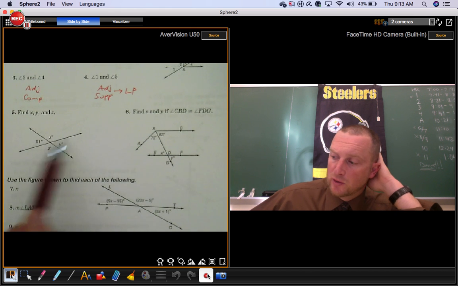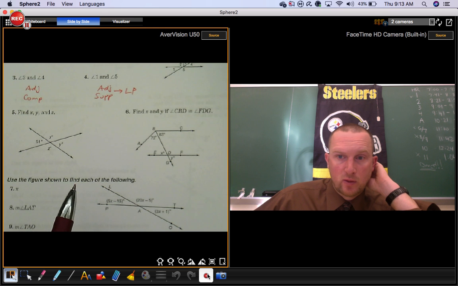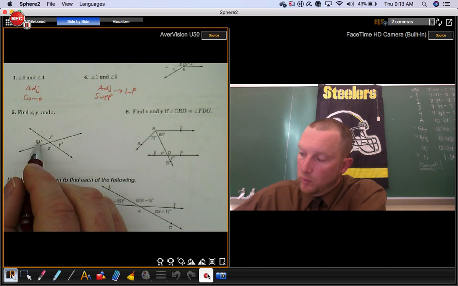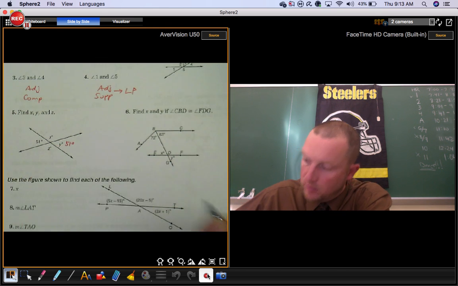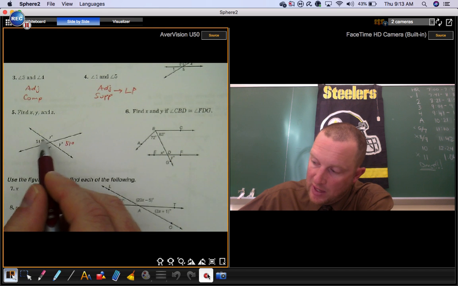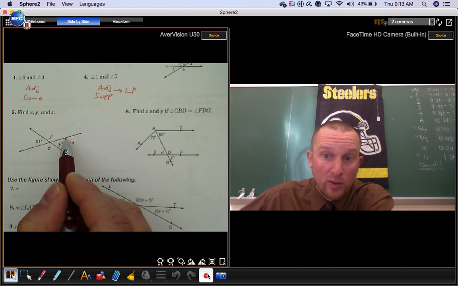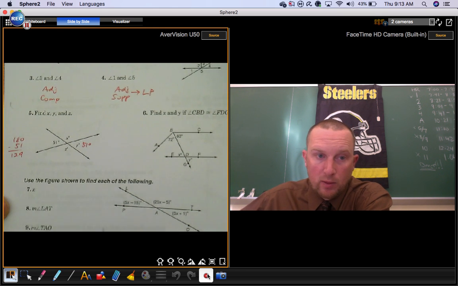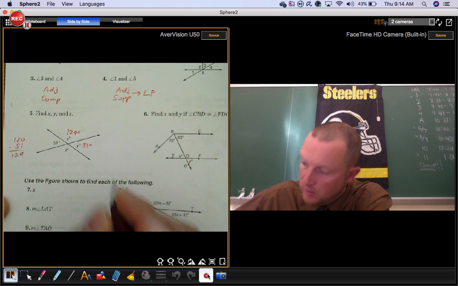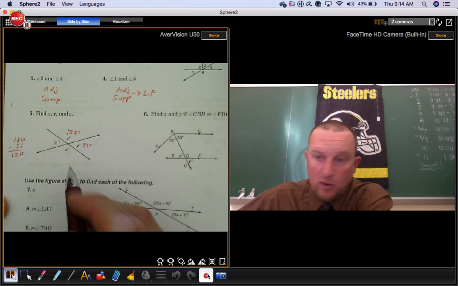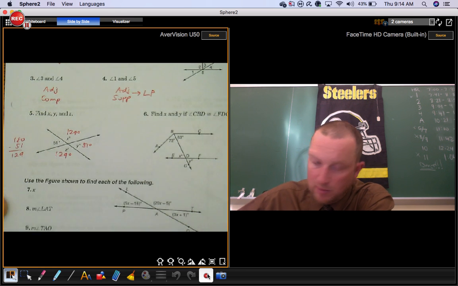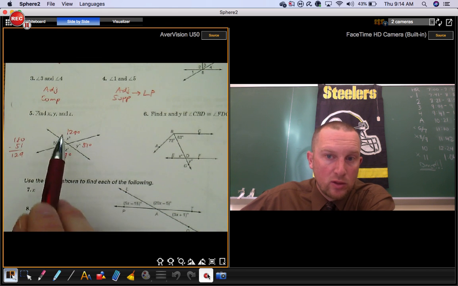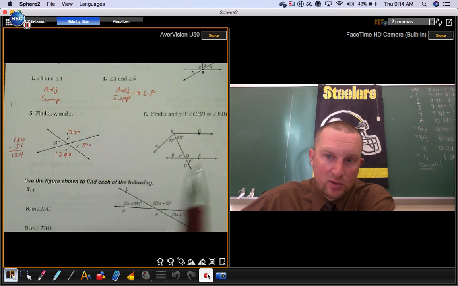In number 5, we have two lines that cross, and we know one angle is 51 degrees. Well, we know its vertical angle is the same. And we also know the angle that's right next to it makes a linear pair with it. So 180 minus 51 gives you 129. And if you know this angle, its vertical angle must be the same. Really easy. When you know one angle, you know the other three when your diagram is just two lines crossing.